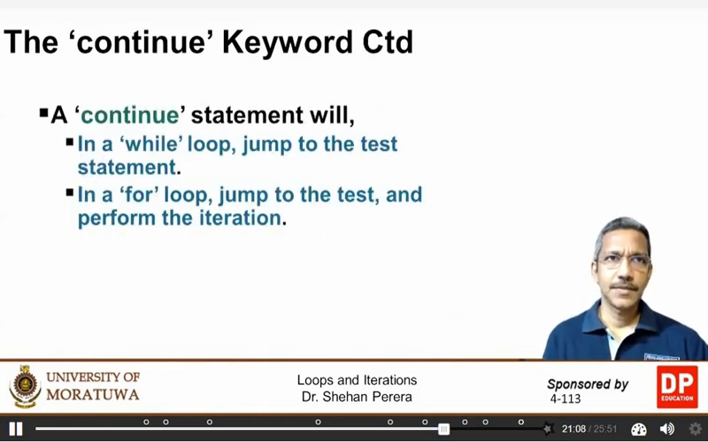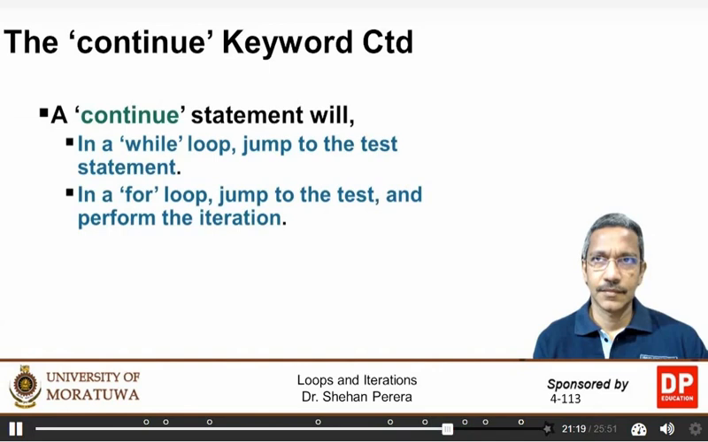The continue statement in a while loop will jump back to the test statement. If the condition is true, it will continue with the next iteration. In a for loop, it will jump to the test again and perform the iteration.